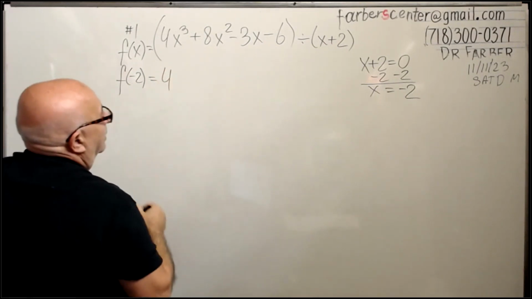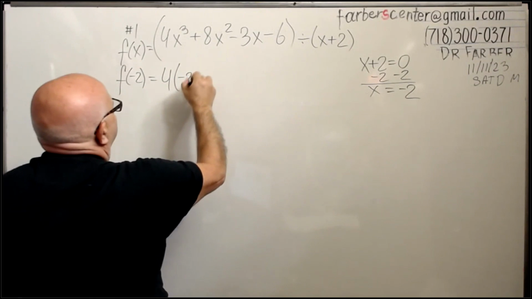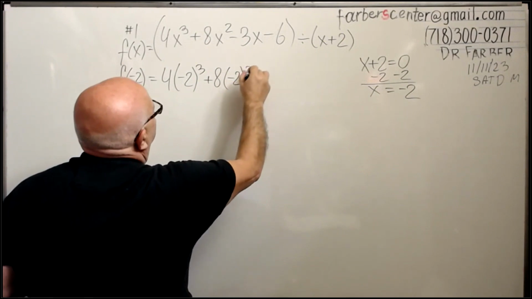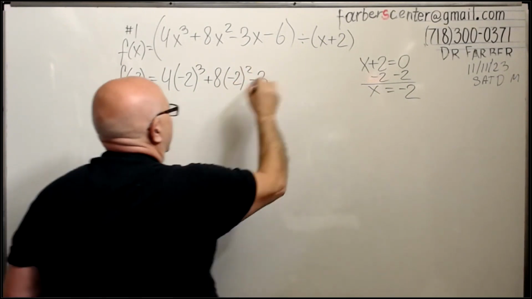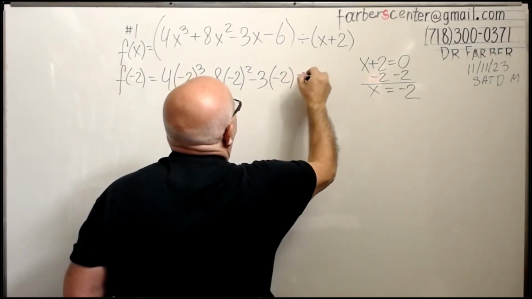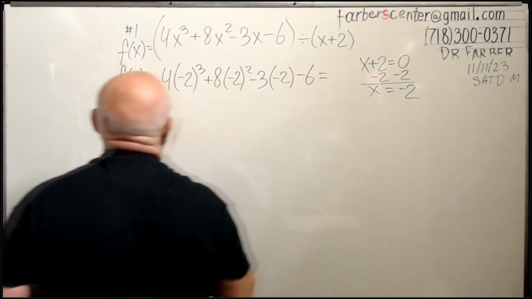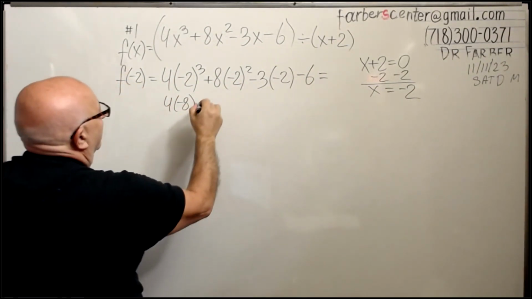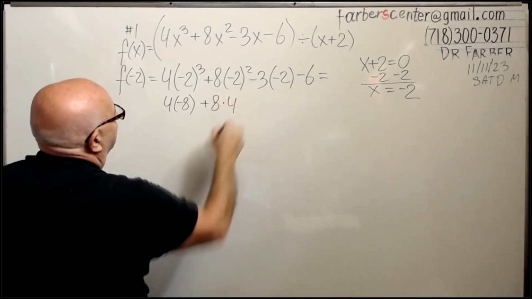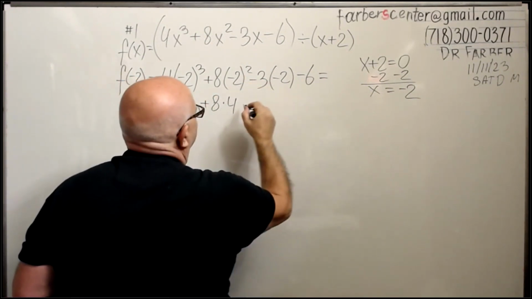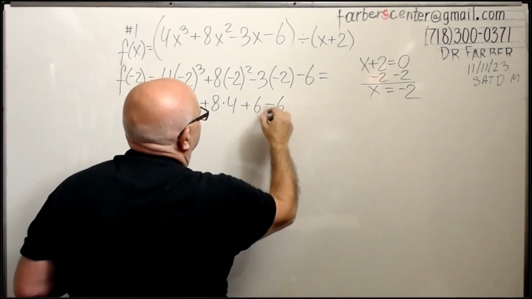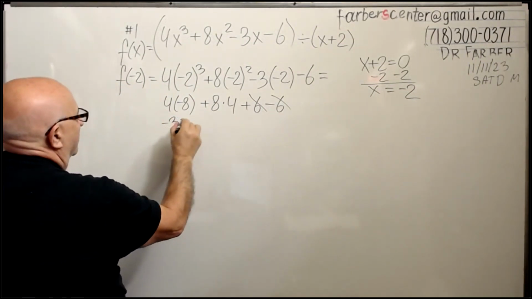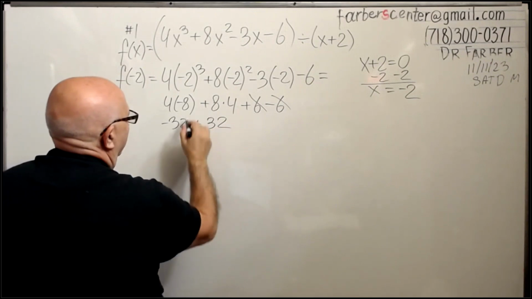4 times negative 2 to the third power plus 8 times negative 2 to the second power, negative 3 times negative 2, and minus 6. So far so good. This is 4 times negative 8 plus 8 times 4 plus 6 and minus 6. 6 minus 6 cancel out. It would be negative 32 plus 32. Cancel out, 0.